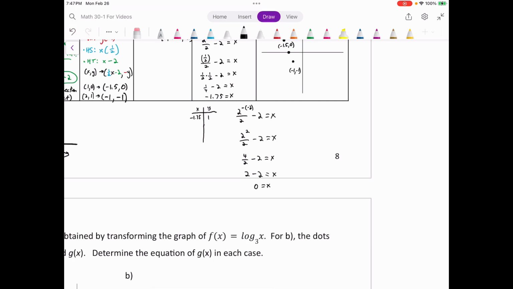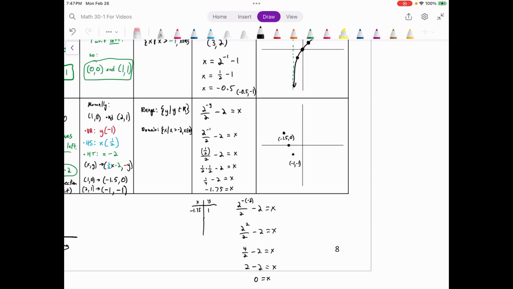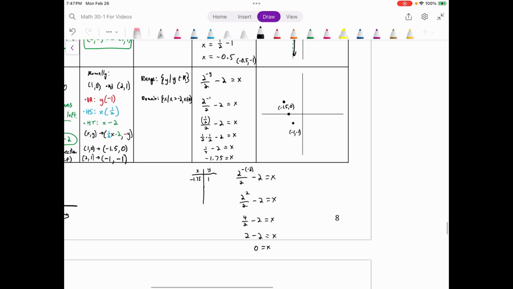0 is our x. So there's another point, right? We see now that if x is 0, y comes out to be negative 2. So there we go. There's another point on our graph. X is 0, y is, right around there, negative 2. Just found the y-intercept.